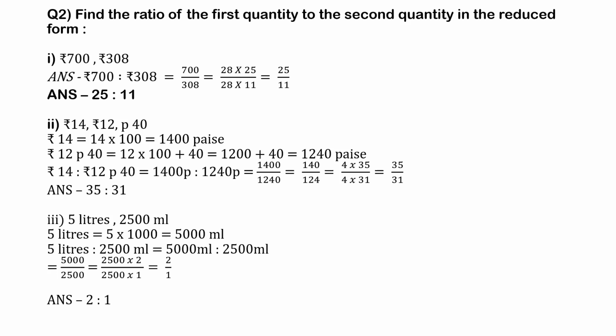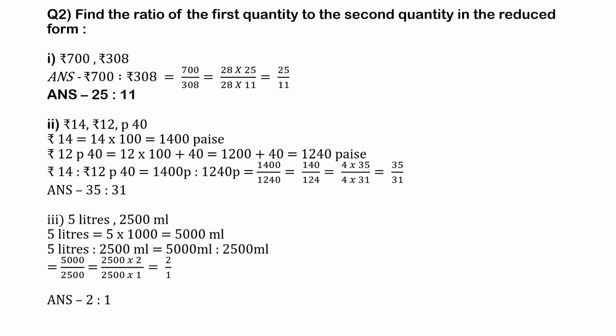Second question. In the second question, we have rupees 14, rupees 12 and 40 paise. Whenever we are finding the ratios or dividing, both the quantities should have the same unit. If there is rupees, both should be in rupees. If we are considering paise, both should be in paise. So we are having rupees 14 and rupees 12, 40 paise. So we will convert rupees into paise.